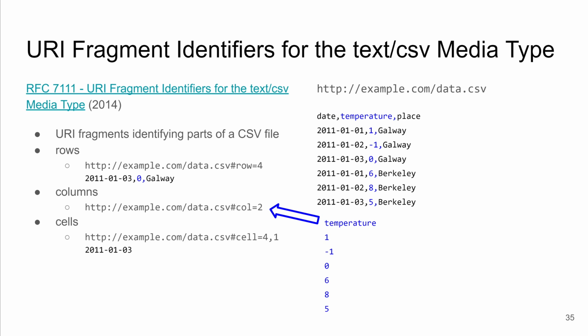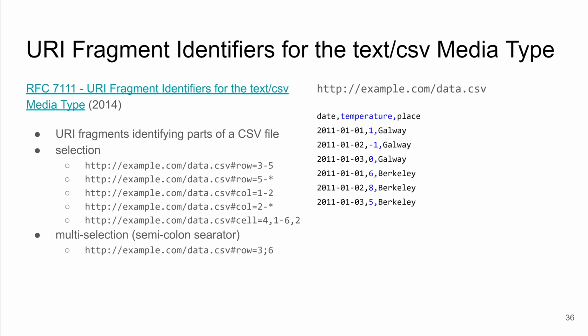Examples are, for instance, here in the URI fragment, which means after the hash, there is a set of parameters. In this case, there is a row equal to 4, which should select the 4th row. Then we have column equal to 2, which again, the result of this is the column temperature selected. And there can also be a selection of a specific cell using coordinates, so row number and column number. So for instance, here we have cell 41, which corresponds to the 3rd of January 2011.